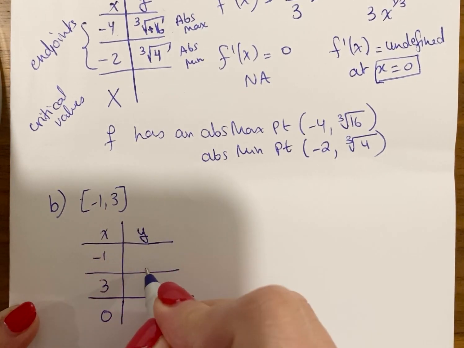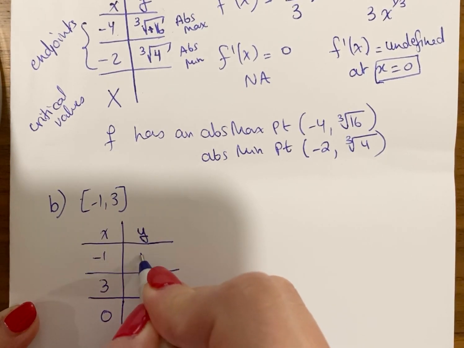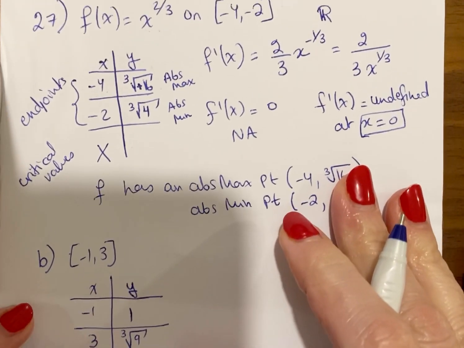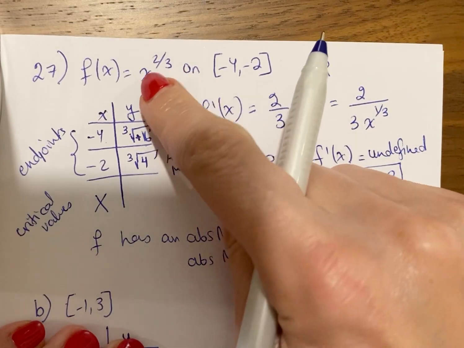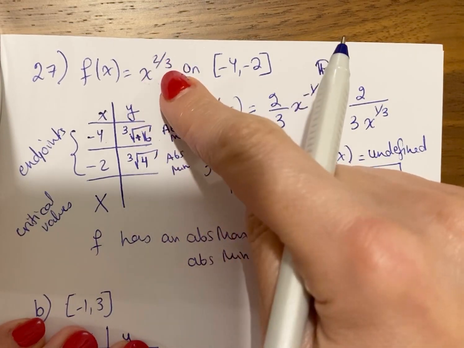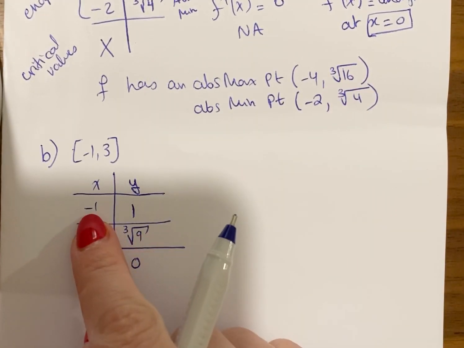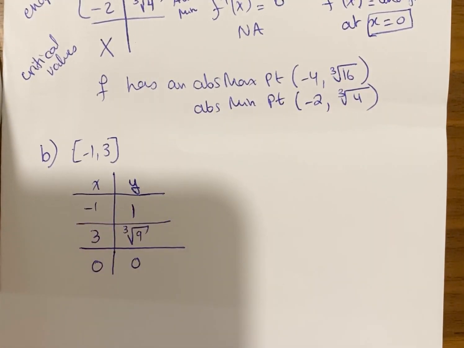Y is what? It's the cube root of 1, 1. It's the cube root of 9. And here the cube root of 0. How am I calculating this? This is the cube root of the square of x. So you square x, then you take the cube root. So I squared x, then I took the cube root. Squared -1, 1, cube root, again 1.